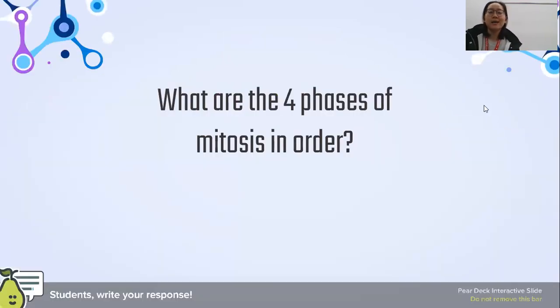So again, as a refresher to go over what we just talked about, I'm going to ask that you list the 4 phases of mitosis in correct order.